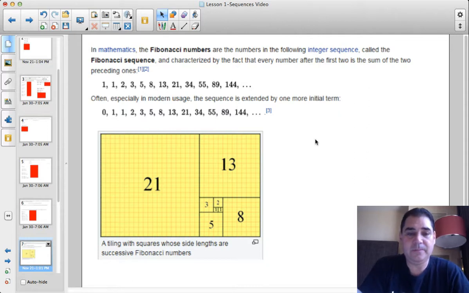Here is tiling with squares whose side lengths are successive Fibonacci numbers in the sequence. It's actually pleasing to the eye.